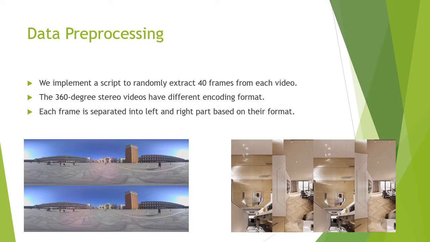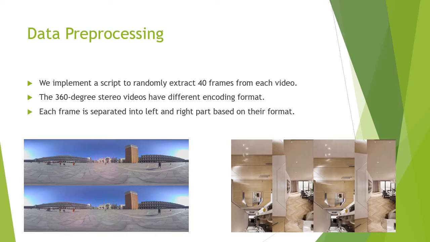And here is the implementation for the data preprocessing step. So basically, we implemented a script to randomly extract 40 frames from each of the videos. And an interesting thing worth noting here is that the 360-degree stereo videos have different encoding formats, as shown in the two figures below.